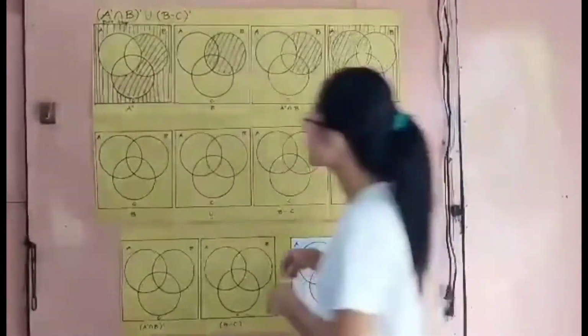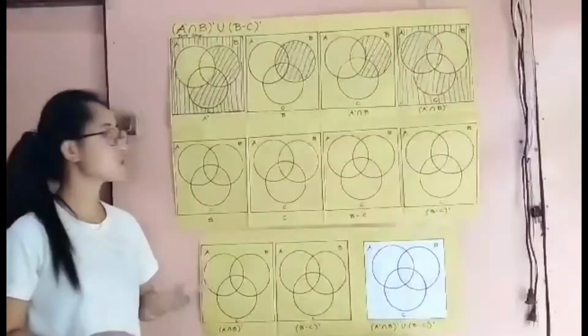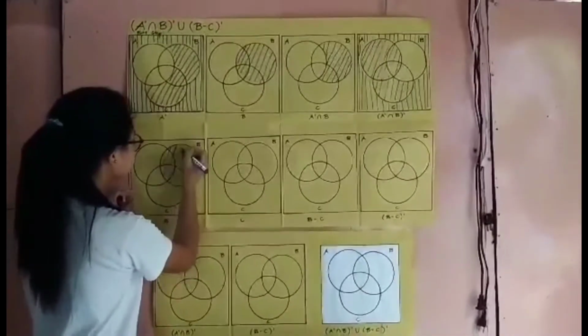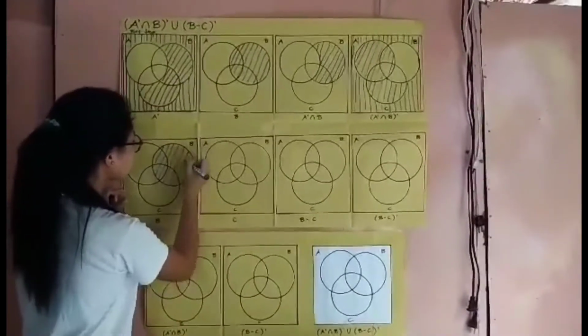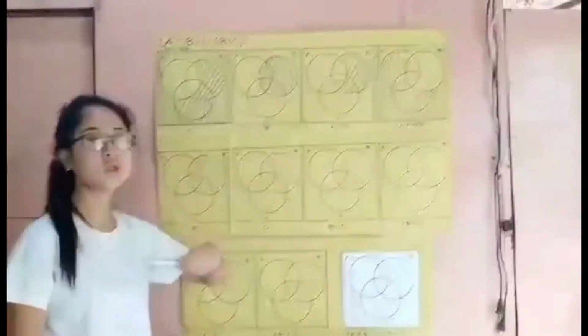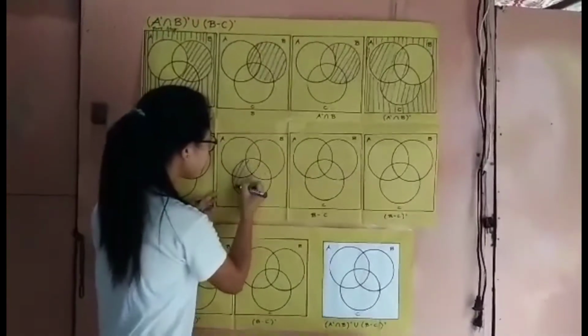So now let's proceed to the next step. Let us find first the B. So we will just shade everything in circle B. And then the C. So we will also shade everything in circle C.